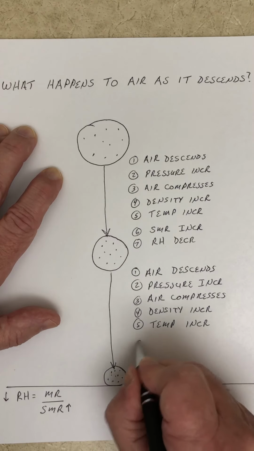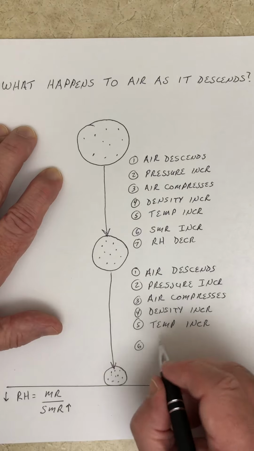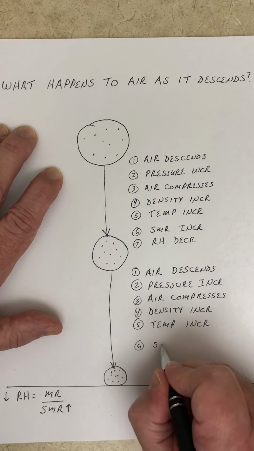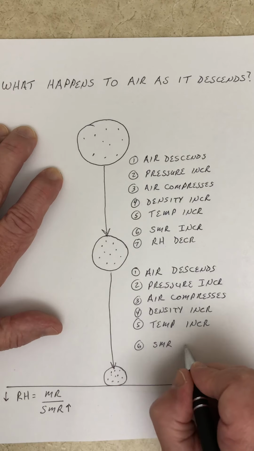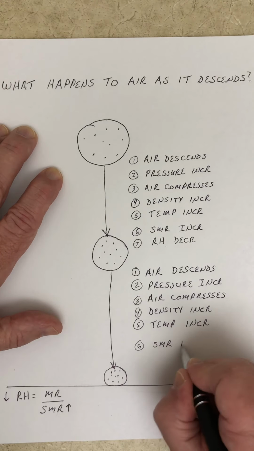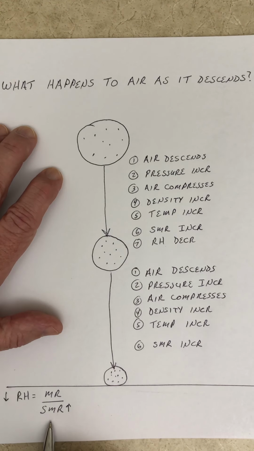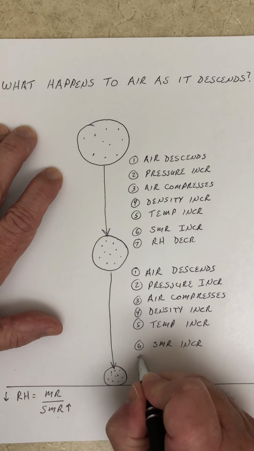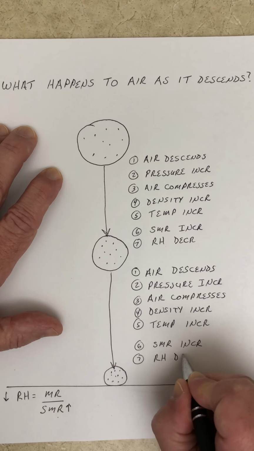And again, when the temperature increases, saturation mixing ratio is dependent on air temperature. As the temperature increases, the amount of water vapor the air could hold increases, so our saturation mixing ratio is going to increase. Saturation mixing ratio is in the denominator. So if the denominator is increasing, the overall number, which is the relative humidity, is going to decrease.